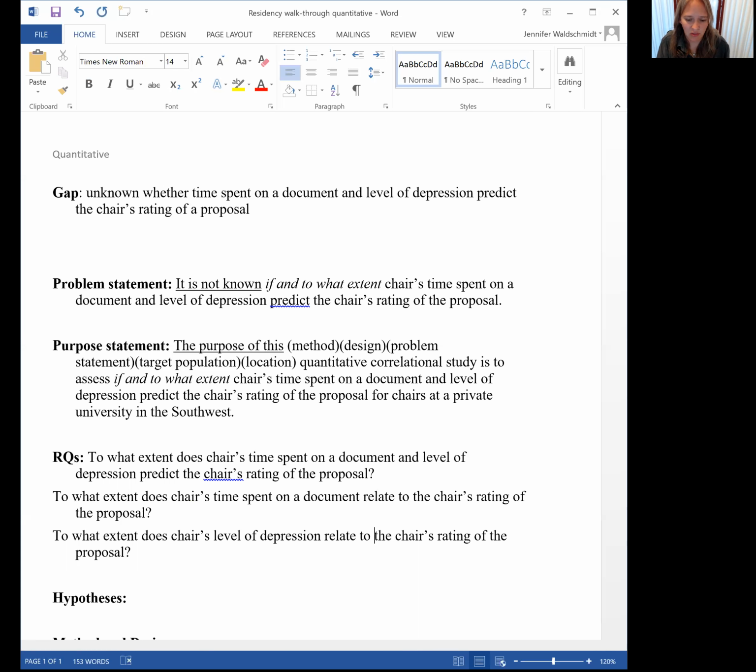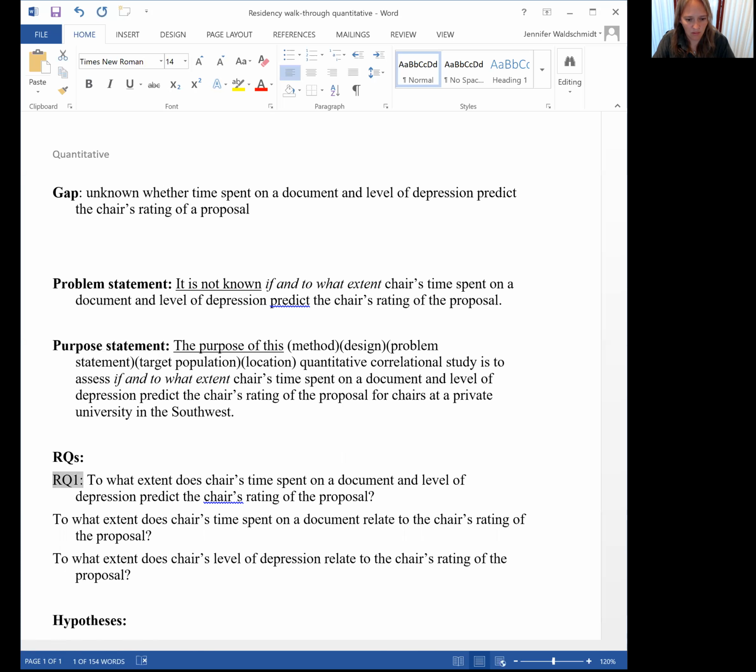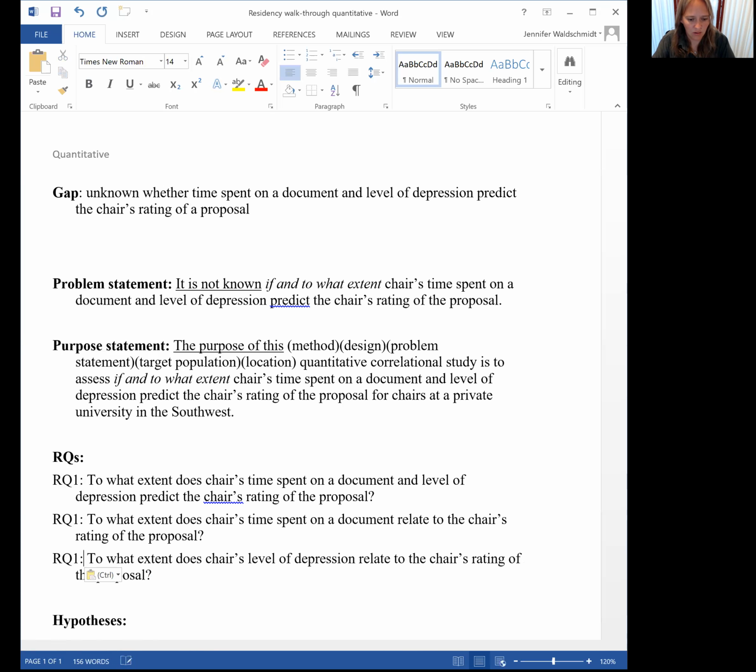So we have 3 questions here. We have our overarching question looking at prediction. We have our 2 sub-questions that are looking at individual correlations. One between time spent on document and rating of proposal, the other between chair's level of depression and rating of the proposal. So I'm going to just come in here and label these for the sake of making it a little bit more clear. RQ1, and then we'll have RQ2, RQ3. Okay, so we've got 3 research questions.